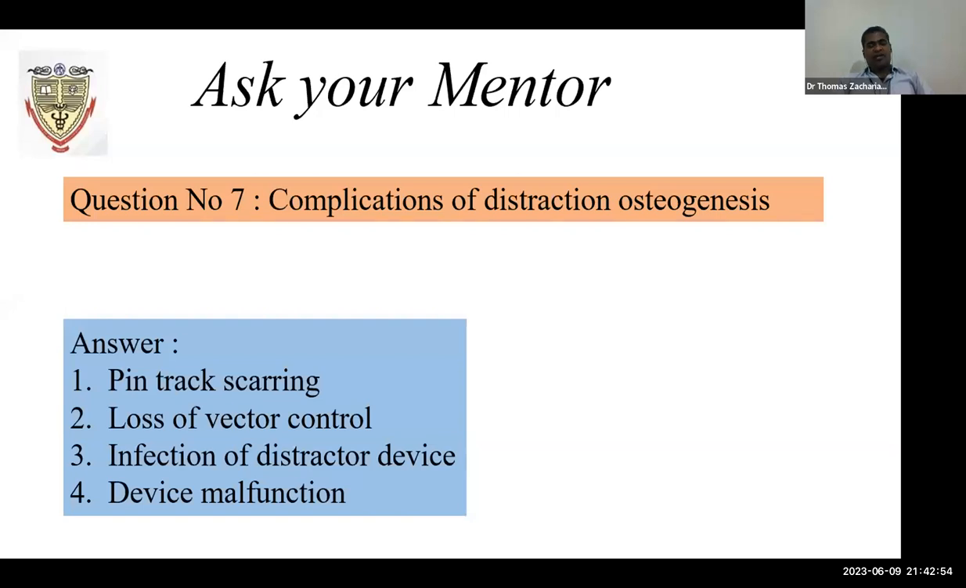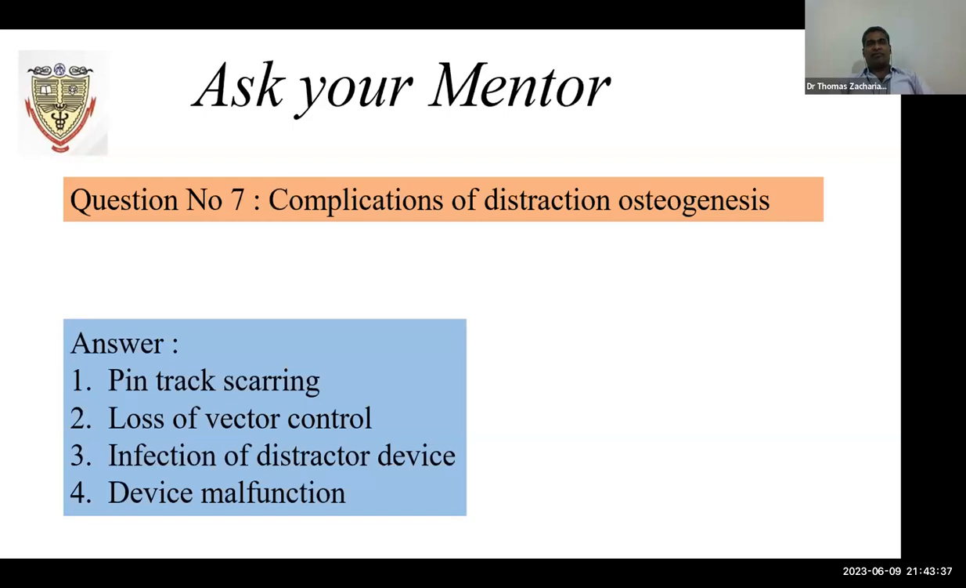Of course, infection of the distractor device, because as happens with any hardware, distractor devices, especially transport distractors, are left in situ for about 3 to 4 months during the consolidation period. During that long time, you have distractor arms or distractor ports coming out transcutaneously. So there's always a high risk of infection, retrograde infection from the transcutaneous pins or the ports migrating retrograde into the bone and into the distracted callus. So there's always high risk of infection with the hardware because these are not completely sealed devices.